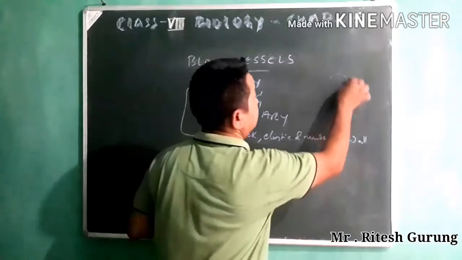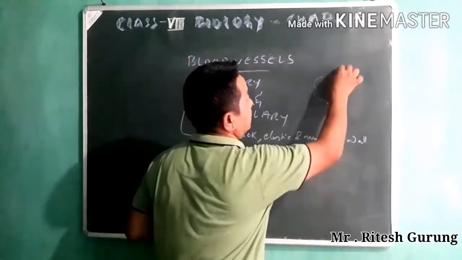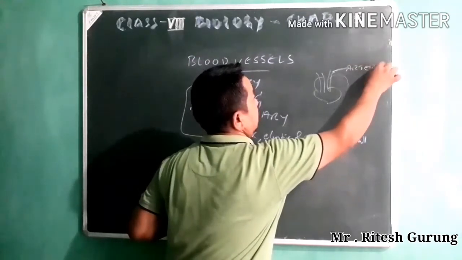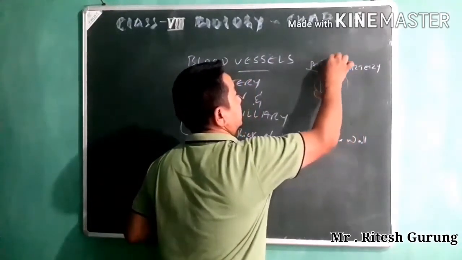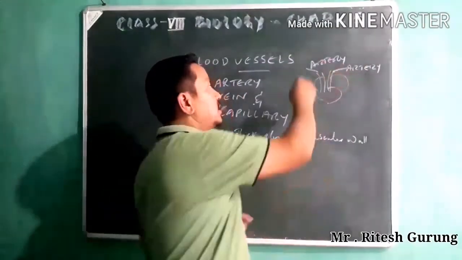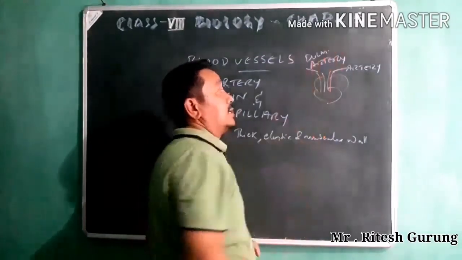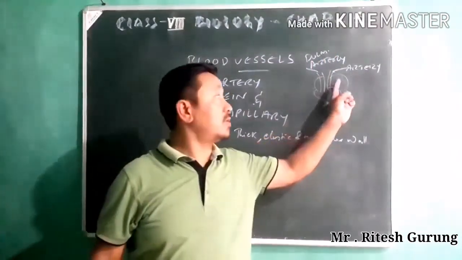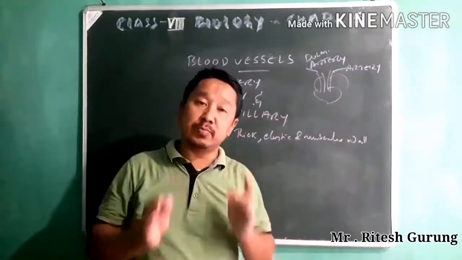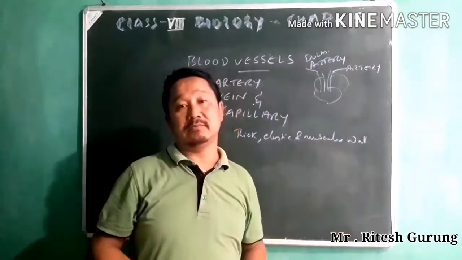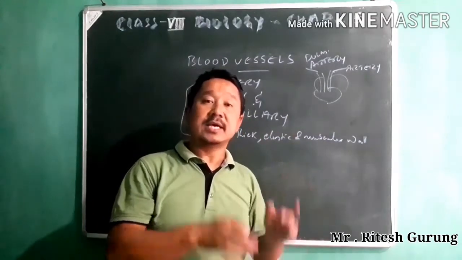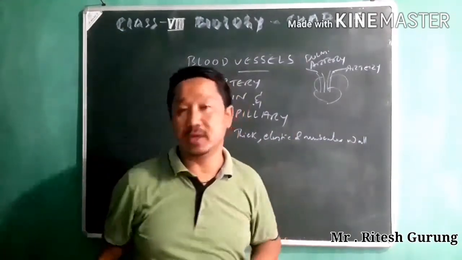Let us say this is the heart. This is roughly drawn. See, this is your artery here. Actually there are two kinds: the artery and the pulmonary artery. The artery carries the pure blood from the heart to the different parts of the body, and the pulmonary artery carries impure blood from the heart to the lungs for purification. But whatever it is, in general, arteries carry blood from the heart to the different parts of the body.